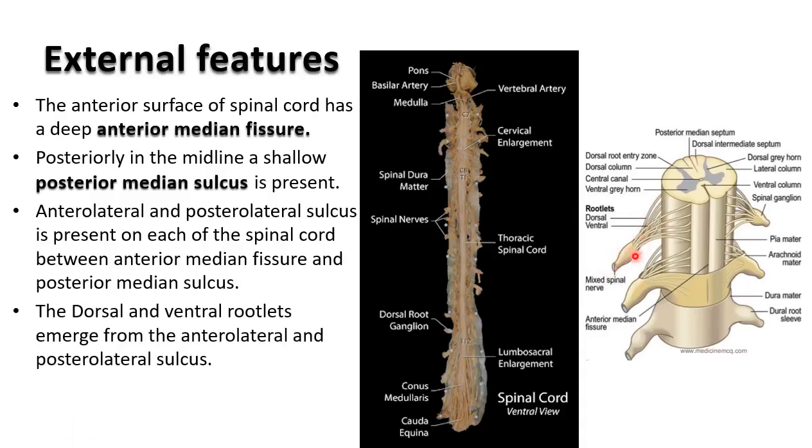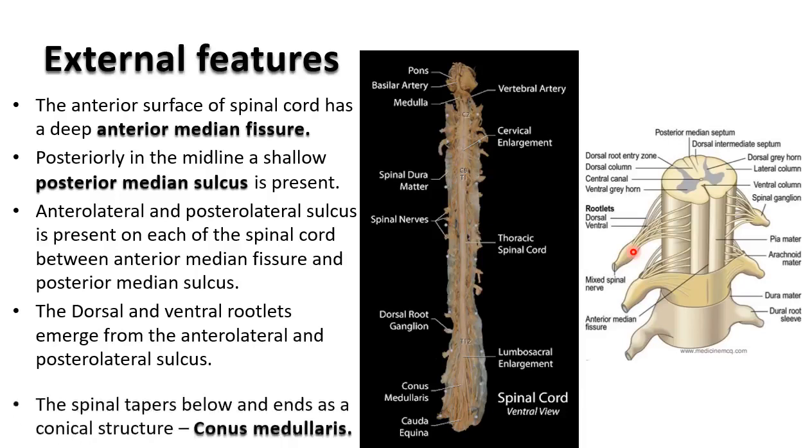And this enlargement that you are able to see is the dorsal root ganglion, which is part of your dorsal nerve root. Both the nerve roots, the ventral nerve roots and the dorsal nerve roots, arise from this anterolateral and posterolateral sulcus, and they unite to form the typical spinal nerve. So the nerve emerges from the intervertebral foramen.